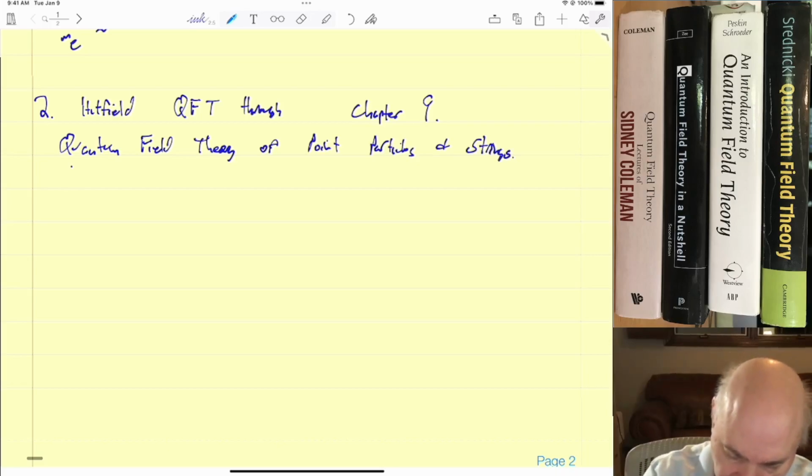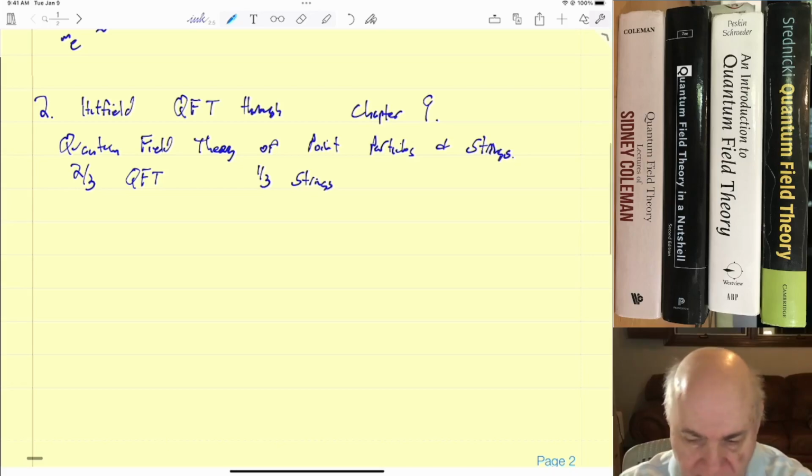And 2/3 is QFT, traditional, and 1/3 is strings. Very elementary introduction to strings.